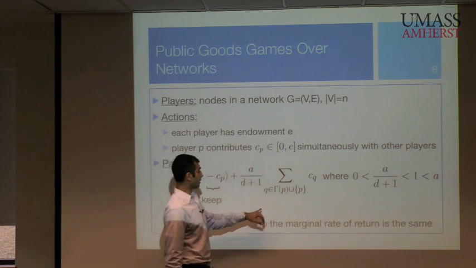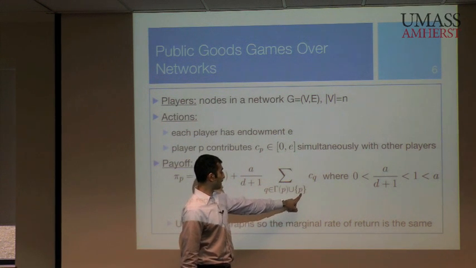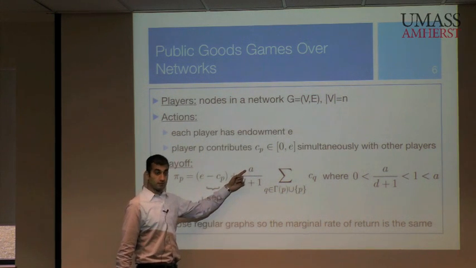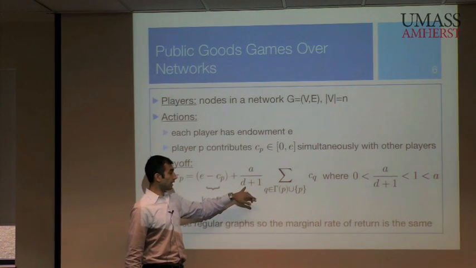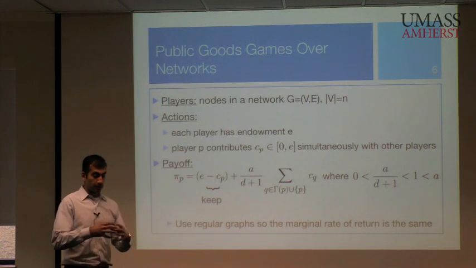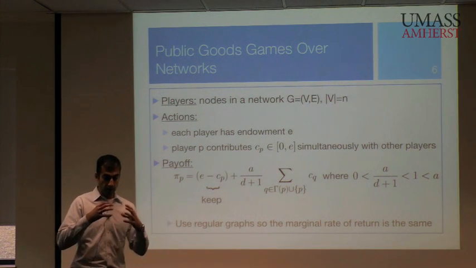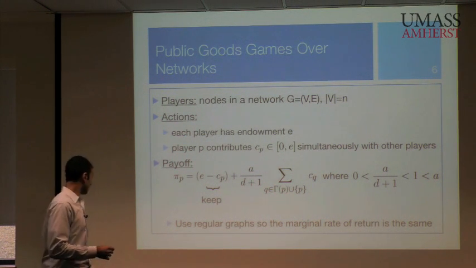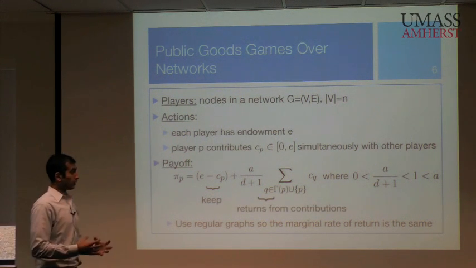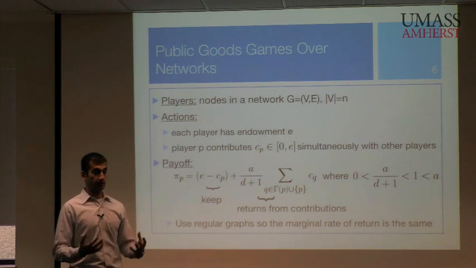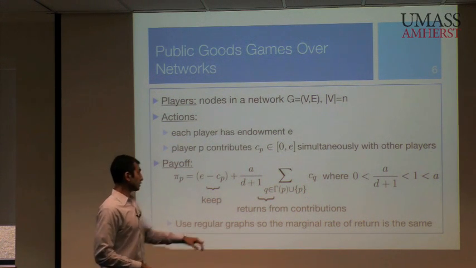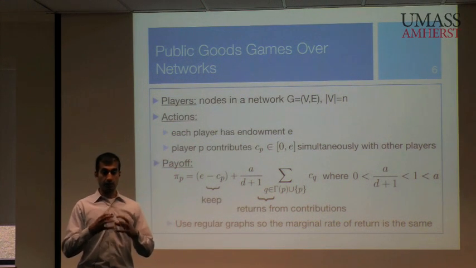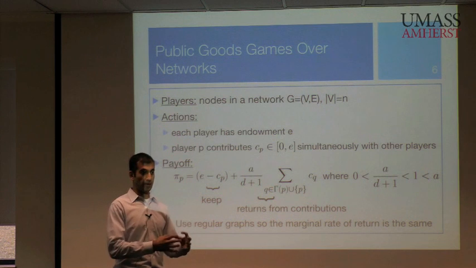Plus, and now here's where the difference comes in. It's the sum of the contributions of player P and all of player P's neighbors, okay, times A again, right? Now, another difference is instead of dividing by n, we're dividing by D, which is player P's degree. So this captures the fact that player P's neighbors and player P all benefit from the public good equally. And what we're going to do in this work is the graph is going to be regular, so everyone's going to have the same degree. And the reason for that is this is the marginal rate of return, and we wanted to make sure that everyone is experiencing the same marginal rate of return, therefore everyone's experiencing the same gain.